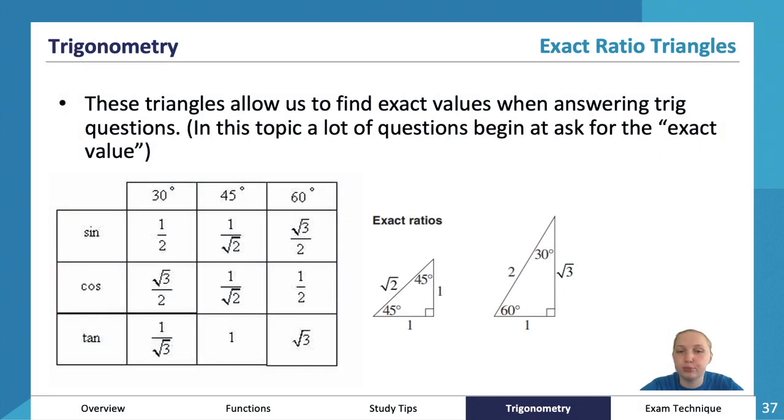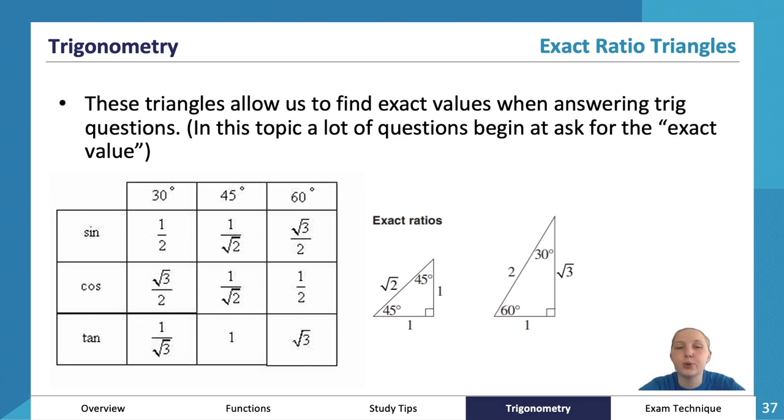The first thing I'm going to look at, which you've probably been introduced to already, is the exact ratio triangles. These are actually also in your formula sheet. This little snippet here is directly from that formula sheet. Essentially, these exact ratio triangles are little triangles that allow us to find exact values when we're answering trigonometric questions.